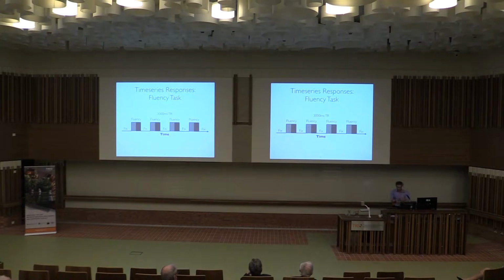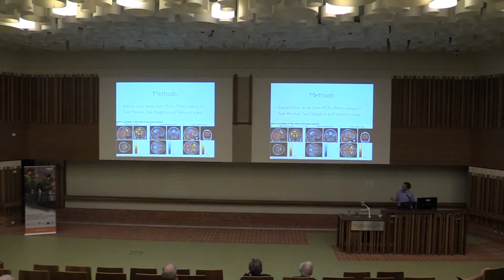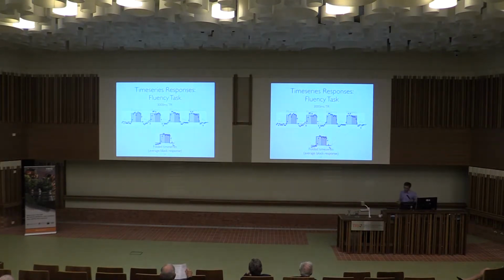To address this hypothesis, we used the same verbal fluency data that I used to do the PPI analyses in the previous slides. And we extracted time series from 3 different regions of interest. 2 in cognitive networks, from the task positive system and the default mode system, and then a third ROI looking just in sensory cortex, the ROI in occipital cortex. In order to facilitate visualization of the responses at the transition points, we calculated folded average block responses here. So we took each block and averaged them together to yield an average transition response.